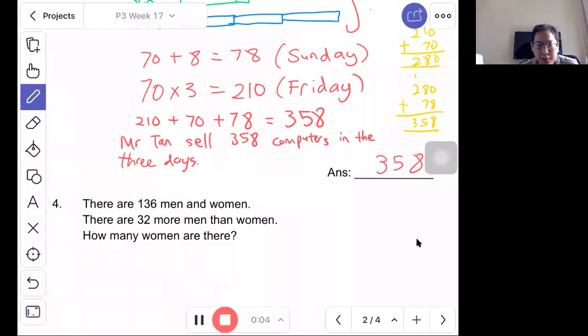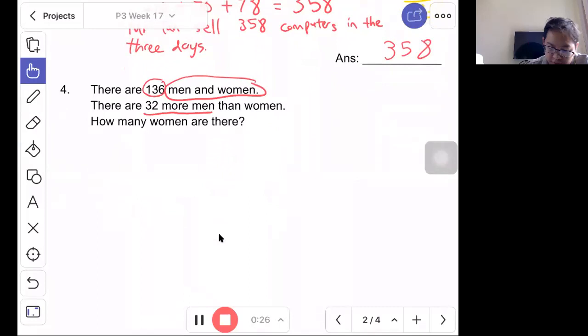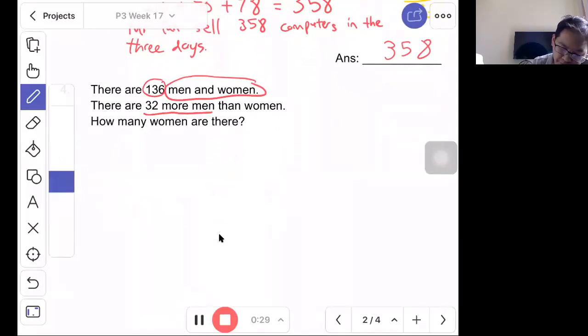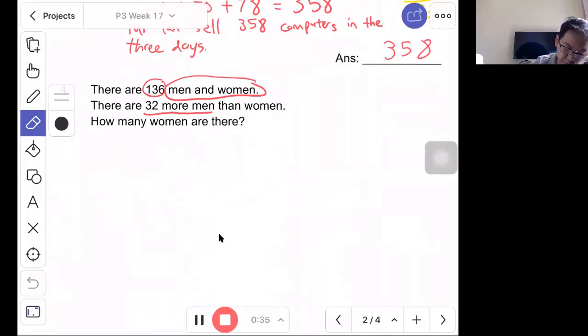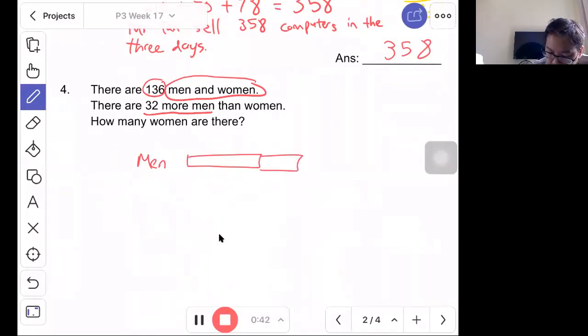Okay, let's go to question 4. There are 136 men and women. There are 32 more men than women. How many women are there? So first, circle the keywords. 136 is men and women. 32 more men. So let's draw the model. We have the men, longer than the women by 32. So the total is 136, and they want us to find women.